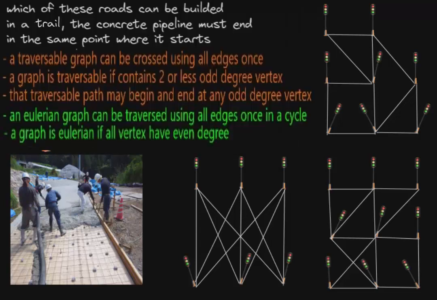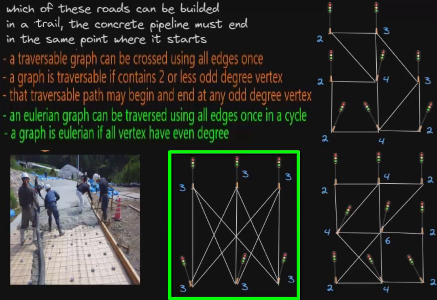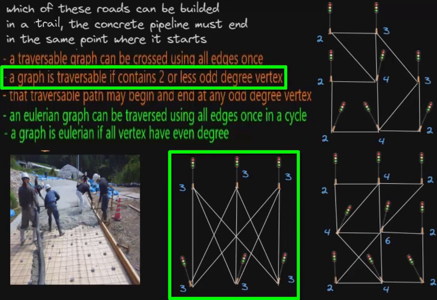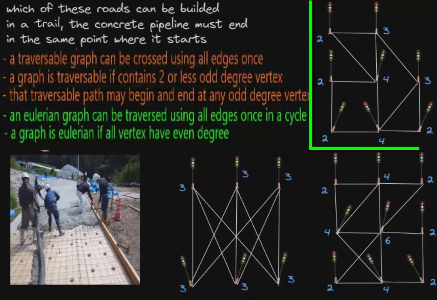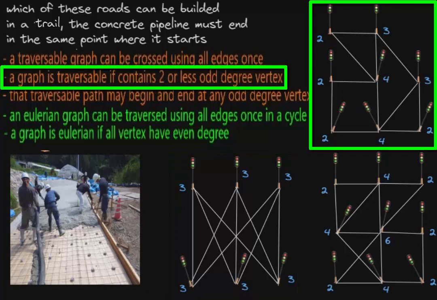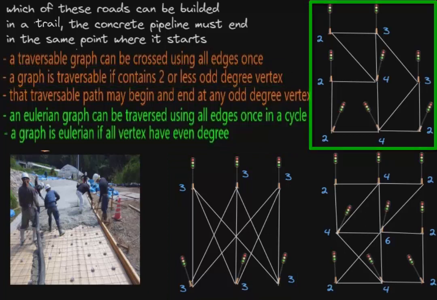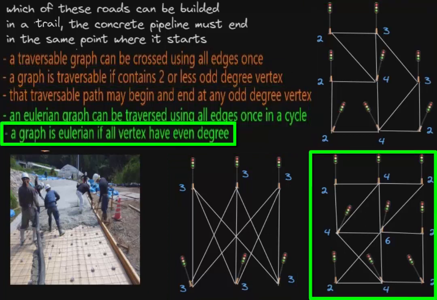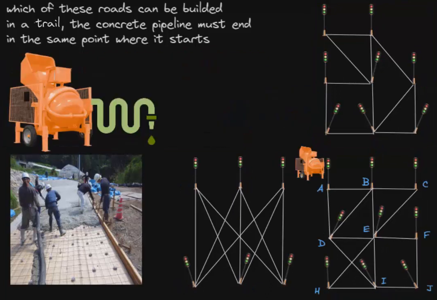So let's call back the Eulerian rules. This one right here doesn't match any Eulerian rule. This one can be traversed over an Eulerian trail. And finally, this one contains an Eulerian cycle.